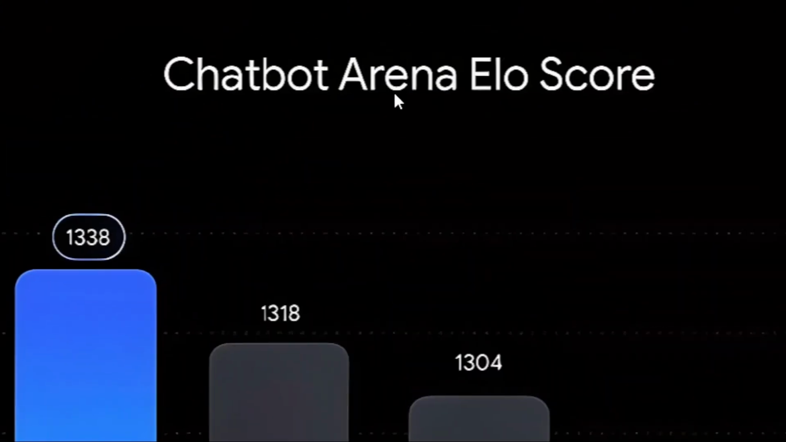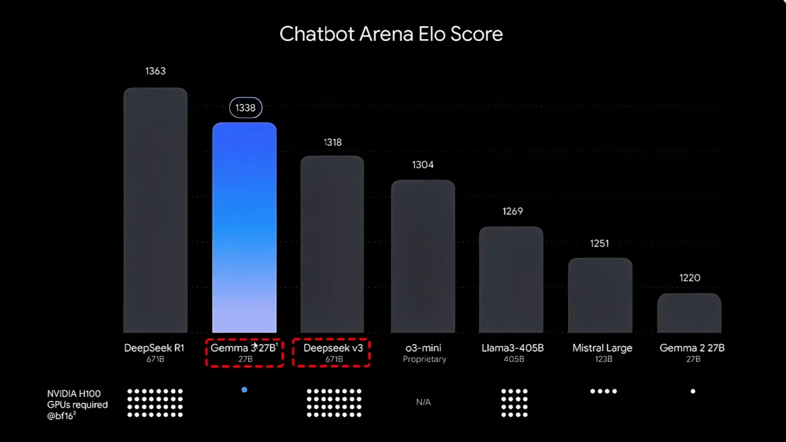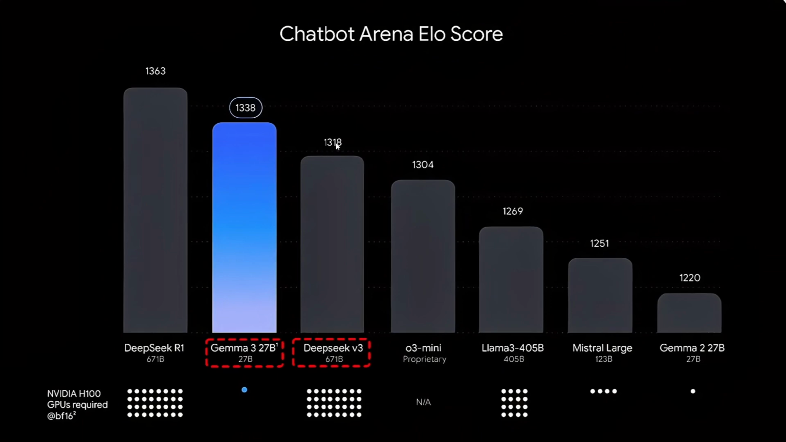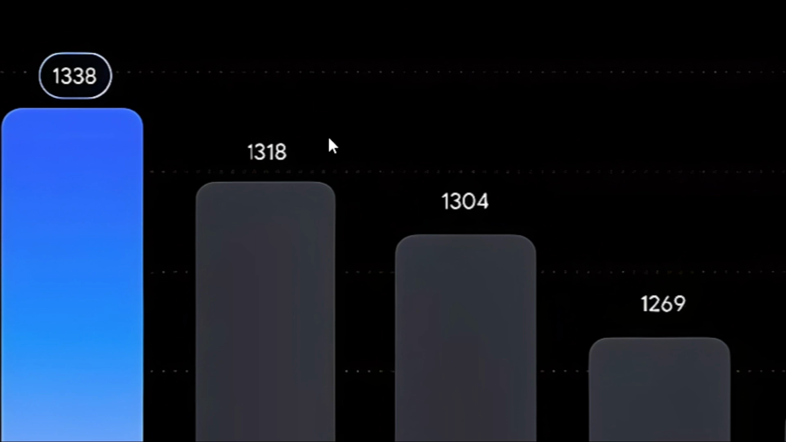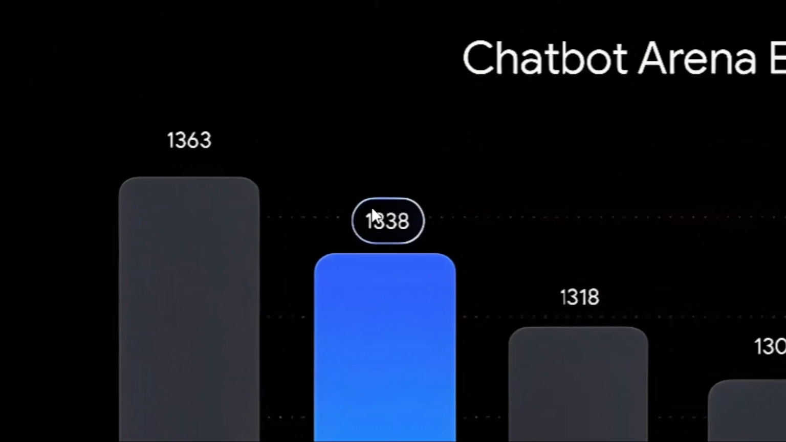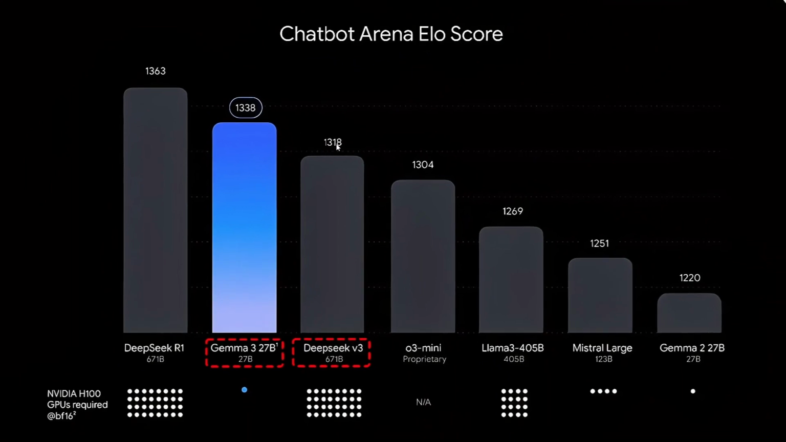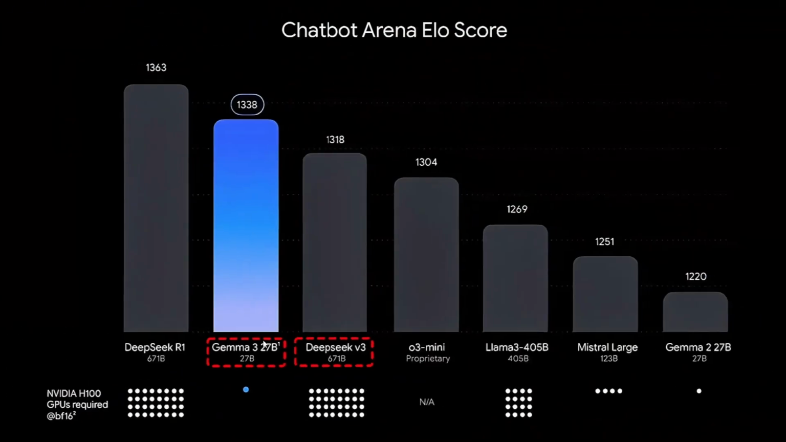On the latest Chatbot Arena Elo rankings, Gemma 3's 27B medium model scored 1,338 points, directly surpassing DeepSeek V3's 671B model, 1,318 points, and OpenAI's mini model, 1,304 points. Even more impressive, it's only 25 points behind Google's own 671 billion full-strength DeepSeek R1. And the kicker, it achieves this at just 1/25th the size of its competitors.